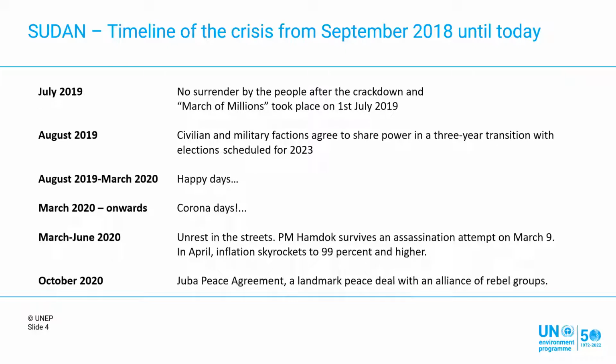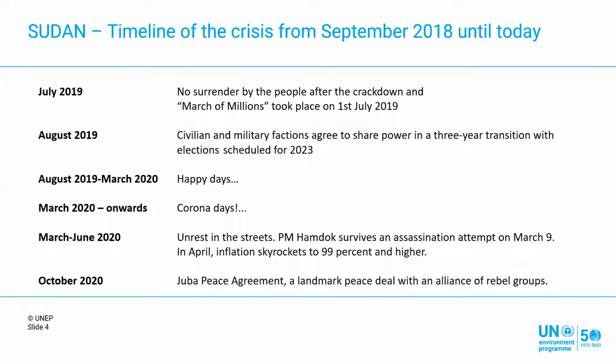But there was no surrender by the people in the streets, and there was the March of Millions on the 1st of July 2019, which paved the road for the military factions to agree to share power with the civilians in a 3-year transition period. And happy days started with Prime Minister Hamdok on board, and huge programming, vision setting, and proper implementation of the programs. We were back on track.